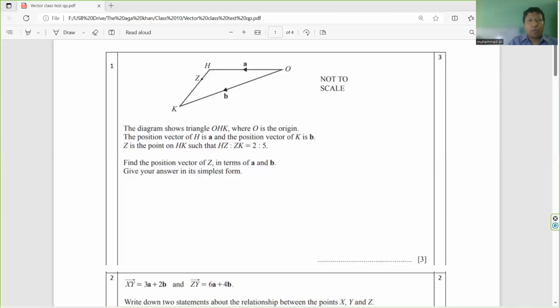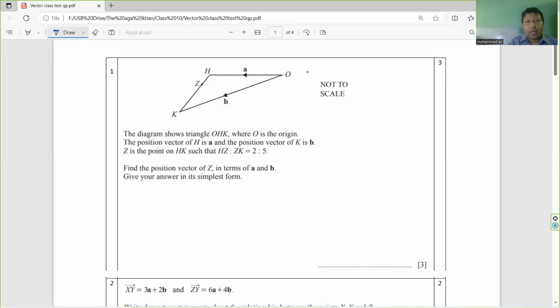Today we try to solve some questions from the Cambridge IGCSE Mathematics question paper. You can now see, we try to solve some maths from the vector chapter. So, the first question.